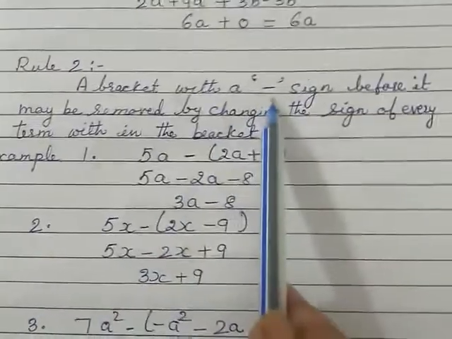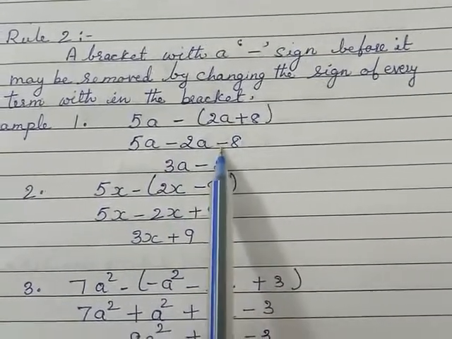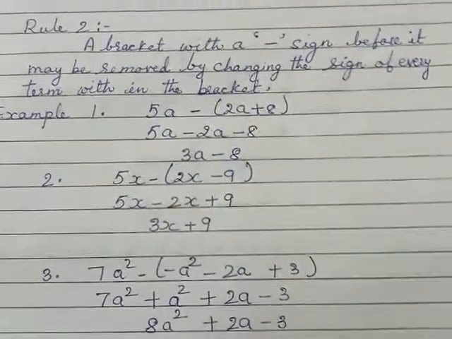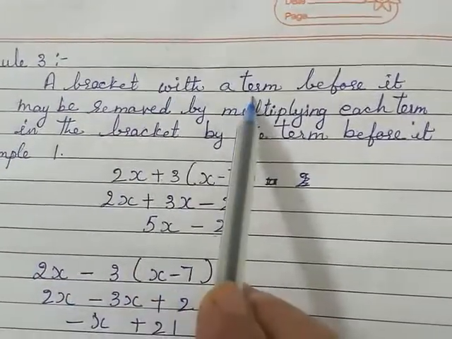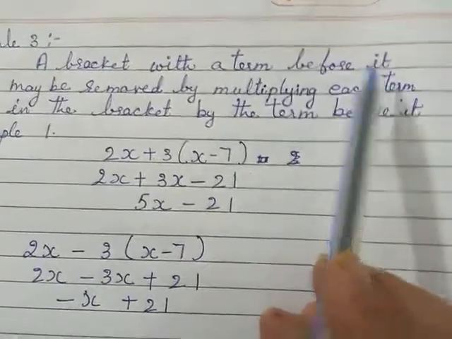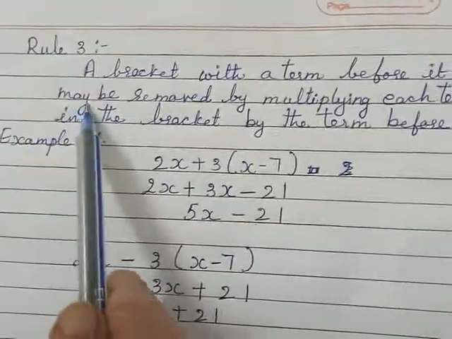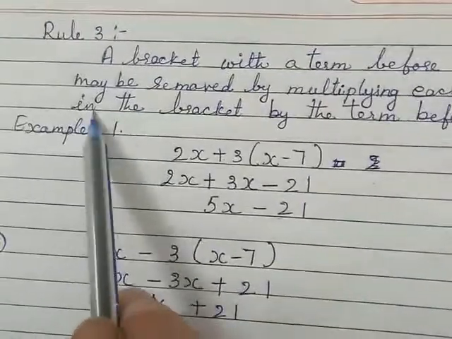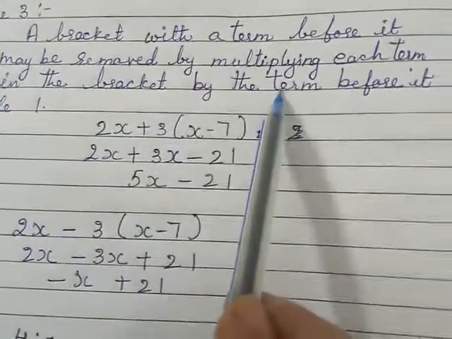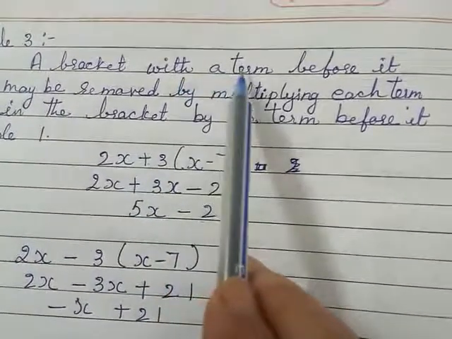If a negative sign is present before a bracket, we will change the sign of the terms which are present inside the bracket. Now rule number 3: a bracket with a term before it, no sign is there, only a term is there before it, may be removed by multiplying each term in the bracket by the term before it. So children, it is clear, a bracket with a term before it.